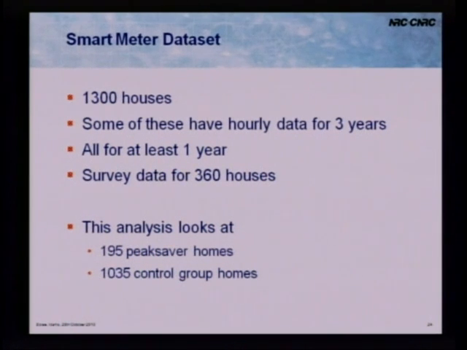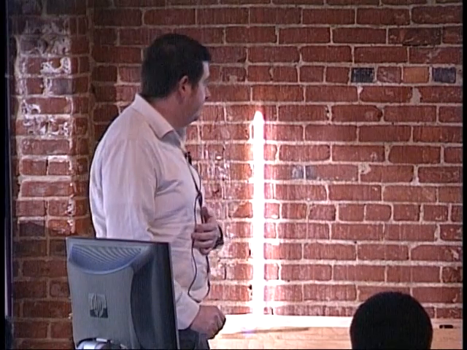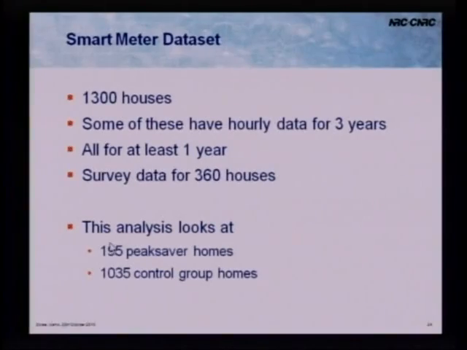This data just gave us things like air conditioning use, air conditioning, heater types, and a few other characteristics of the house. And this analysis in particular looked at the savings incurred by a Peak Saver program in Ontario. And in this program there's 195 houses, and the rest of the houses we put into a control group for comparison.